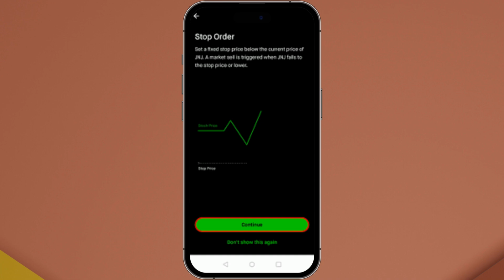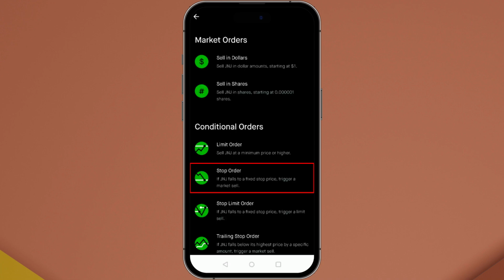Like I said, this is not a common order type, but if you are using technical analysis and watching charts for a breakout before buying, that's when you might use a stop order. Or you can set a stop loss to automatically sell a stock if it falls below a price you're not comfortable with.